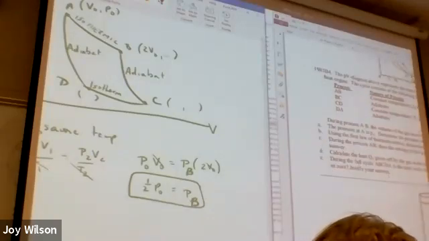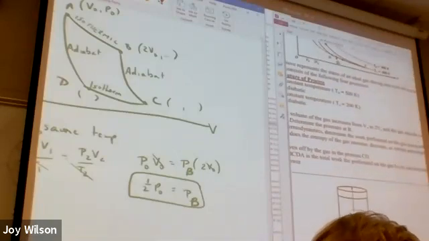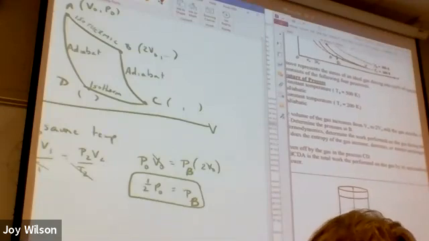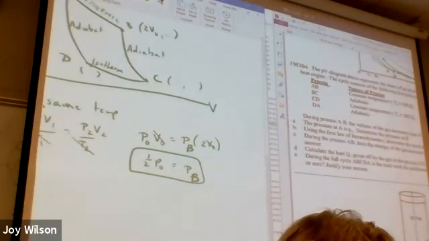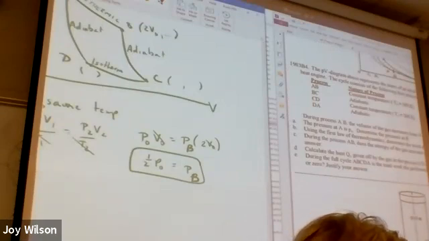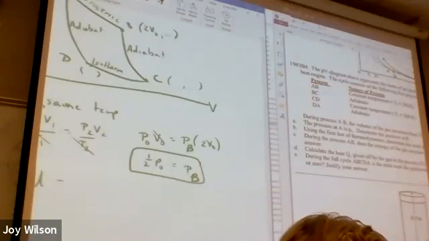Okay. Using the first law of thermodynamics, determine the work performed on the gas during the process AB. Okay. So now we have to stop and think, what is the first law of thermodynamics? The first law of thermo says the change in internal energy is equal to the heat added or lost plus the work done.